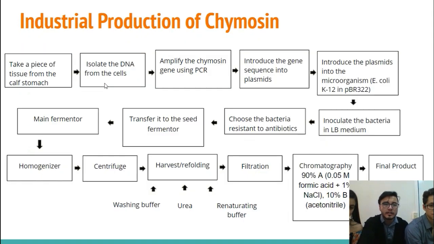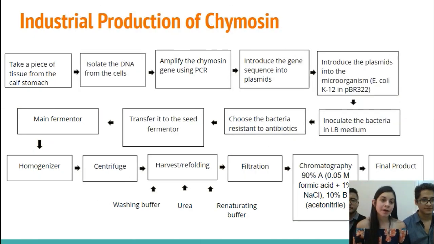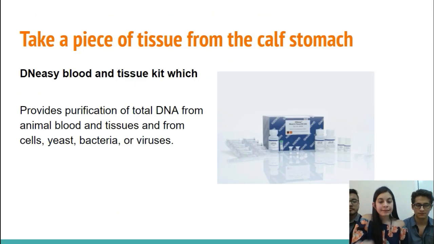Now we're going to look at industrial production. This is the flow diagram of the industrial production of chymosin. The first step that we need to take into account is to take a piece of tissue of the calf's stomach and isolate the DNA from the other cells. In this step, it is important to use the DNeasy blood and tissue kit, which provides the purification and isolation of the total DNA of animal blood and tissue, and from cells, yeast, bacteria, viruses, and other microorganisms.